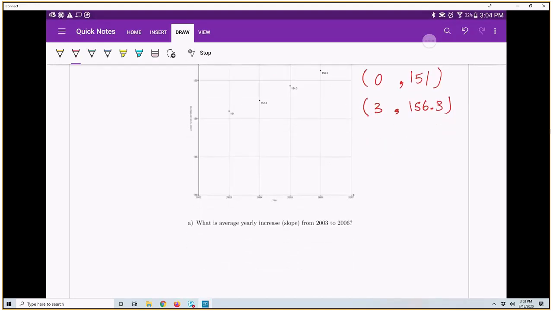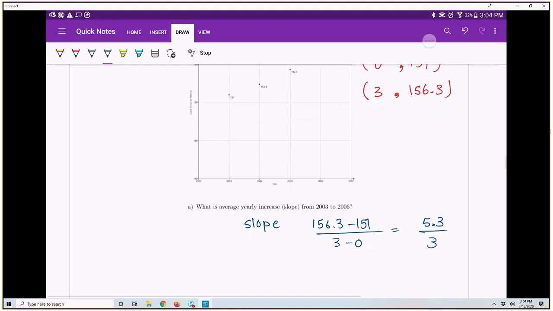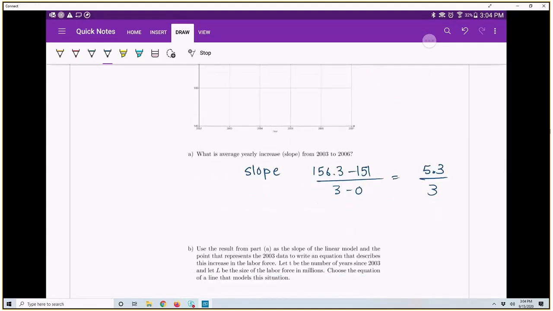So let's calculate that. Using these 2 points, the slope should be 156.3 minus 151 over 3 minus 0. That's 5.3 over 3. And rather than write 5.3 over 3, I'd like to think of this as 1/3 times 53 over 10. 5.3 is 53 over 10, so I get to say this is 53 over 30.